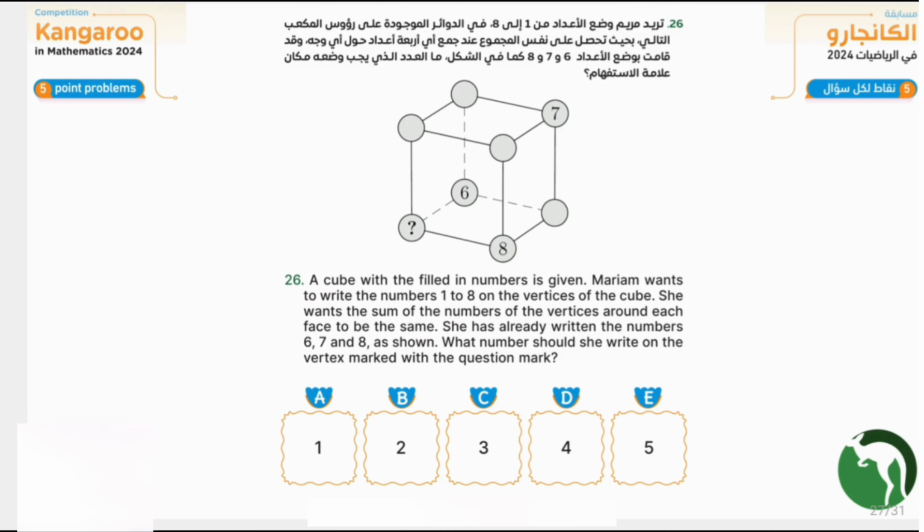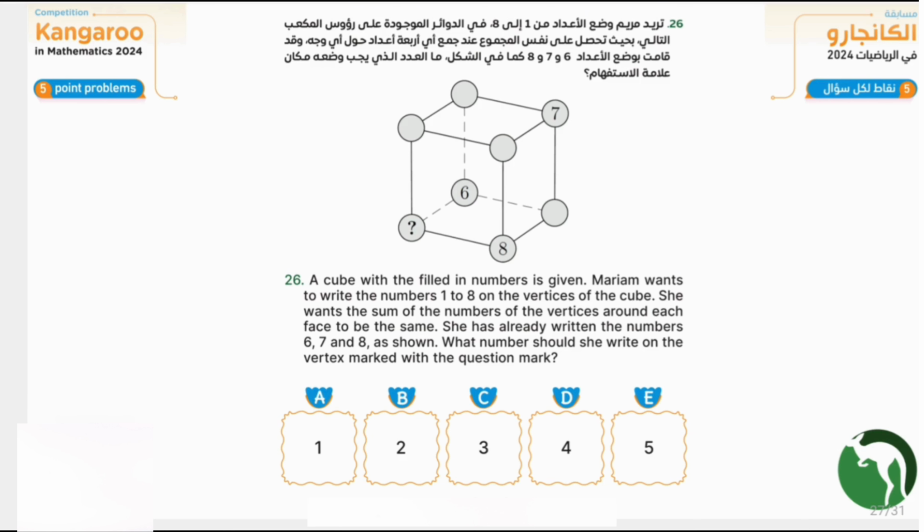Now in question number 26, a cube with the vertices marked is given. Mariam wants to write the numbers 1 to 8 on the vertices of the cube. She wants the sum of the numbers of the vertices around each face to be the same. She has already written the numbers 6, 7, and 8 as shown. What number should she write on the vertex marked with a question mark?